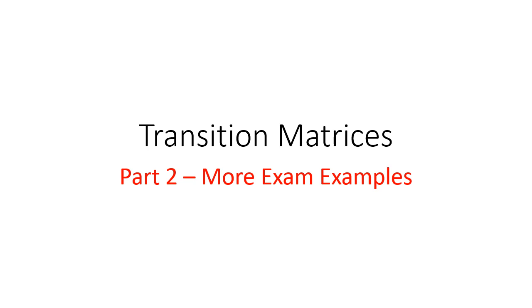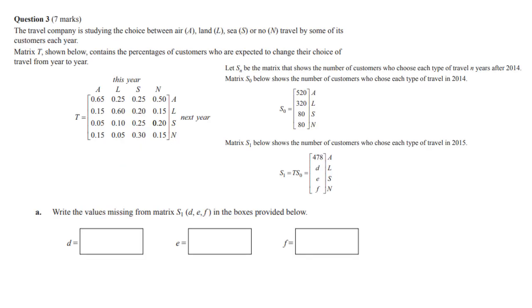Transition matrices, part 2, more exam examples, a whole mixture of ones in here. Okay, this is taken from the 2016 exam, and it's fairly straightforward. We've got our transition matrix, we've got an S0, and that tells us how to get S1 is T times S0, and that's actually what they're asking you to find, which is D, E, and F, and put some numbers in these boxes for those.